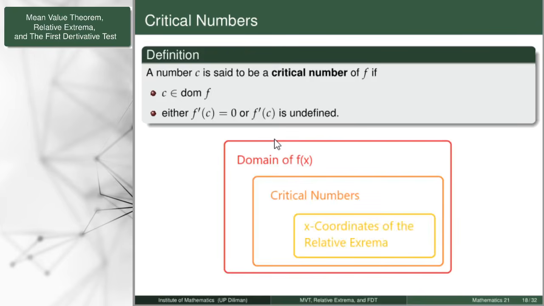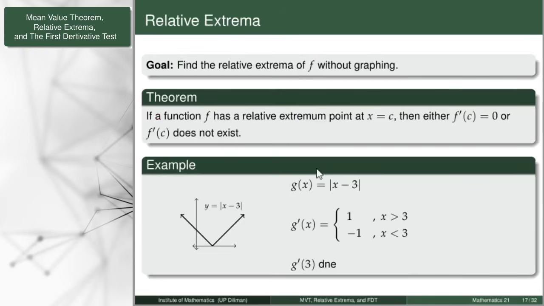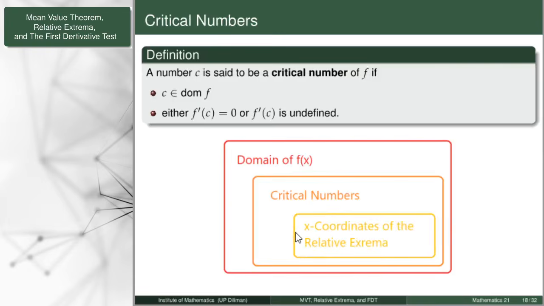The theorem states that if you have the set of x's in the domain, the critical numbers is actually a smaller set, and the set of all x coordinates of the relative extrema is even smaller than the set of critical numbers. If you notice, going back to our previous slide, if you are a relative extrema, or if you are in this set here, then you are in the set of critical numbers. That's what it means. Being an x coordinate of a relative extrema will imply that you are a critical number.